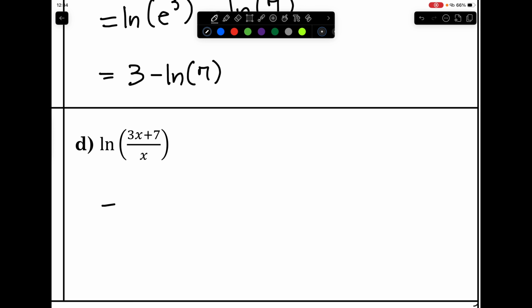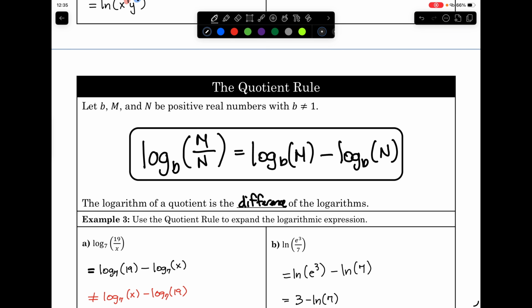And for this example, this would be the natural log of 3x plus 7 minus the natural log of x. Now we can also go backwards. So if I am subtracting two logs, as long as the bases are the same, I can condense this to one single log by dividing these two quantities. So remember, this is biconditional. Not only can I write something that looks like this to this over here, but I can write something that looks like that into that.